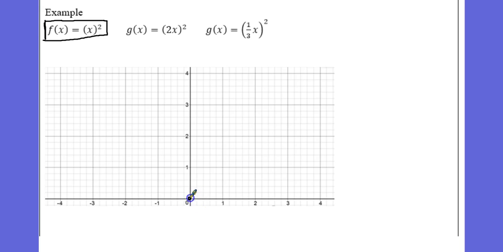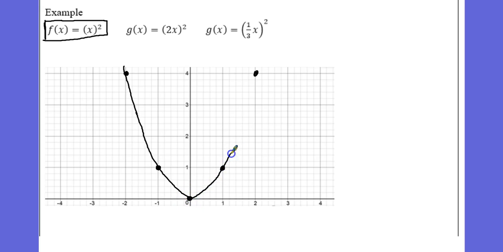So 0 squared is 0. 1 squared is 1. And 2 squared is 4. And then, of course, since this is a parabola, we'll reverse that. Negative 1 squared is also 1. Negative 2 squared is also 4. And if you'll notice, the graph that I provided you has a pretty big horizontal stretch, but not a very big vertical stretch.